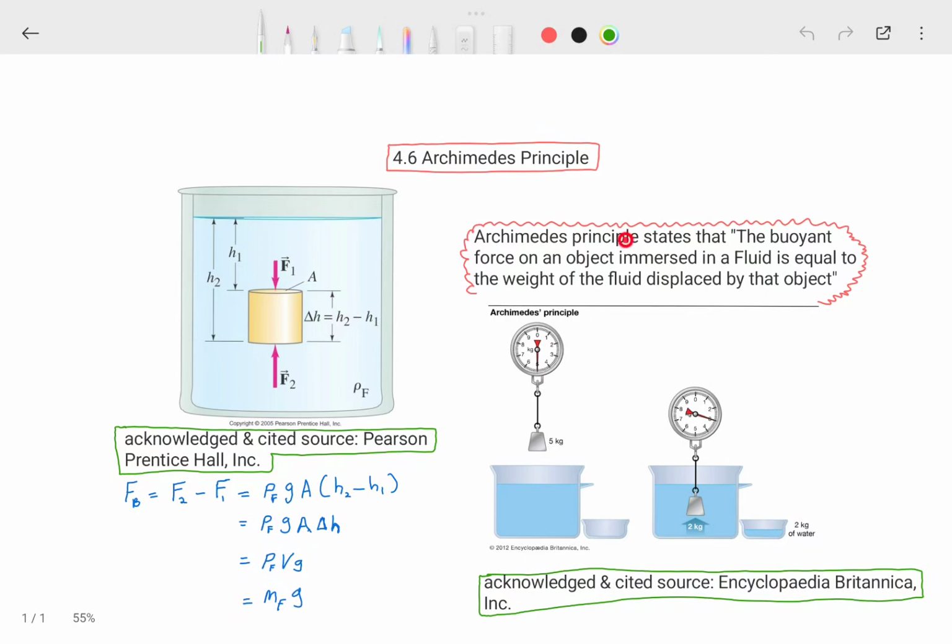So this equation represents the Archimedes principle. Archimedes principle states that the buoyant force on an object immersed in a fluid is equal to the weight of the fluid displaced by that object. This can be represented by this picture. So the buoyant force is 2 kilogram. So the displacement of fluid from this cylinder is equal to the value of the buoyant force, which is 2 kilogram.